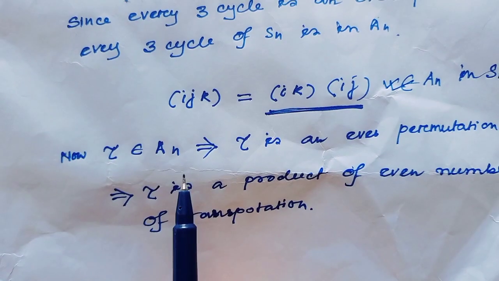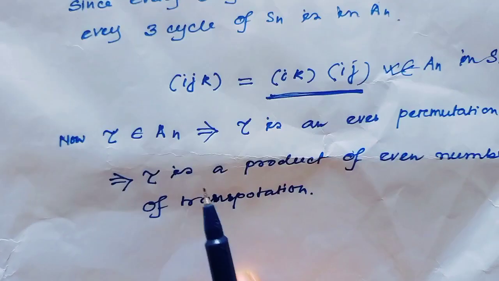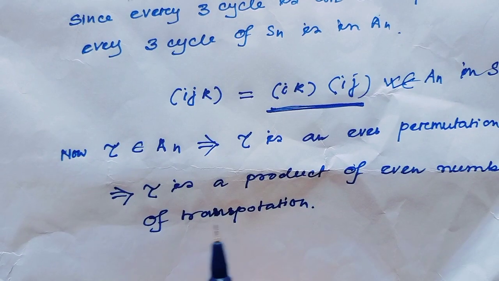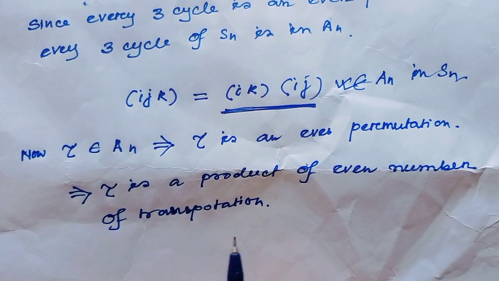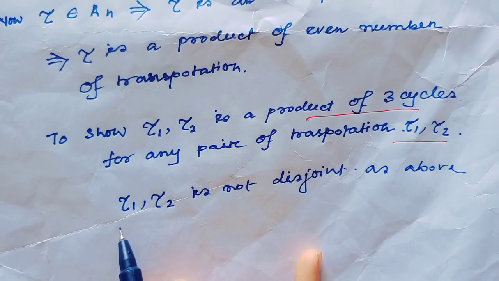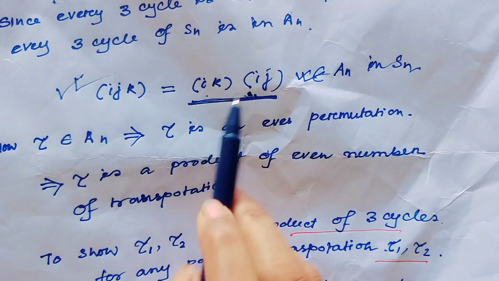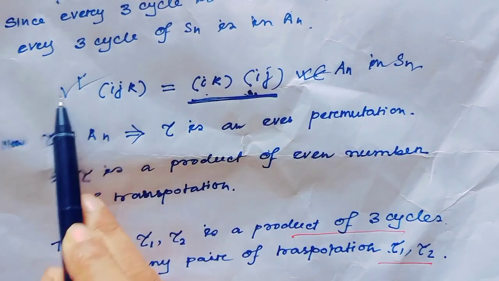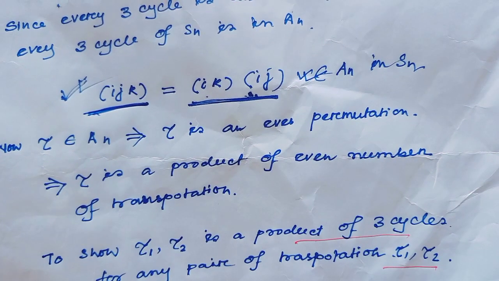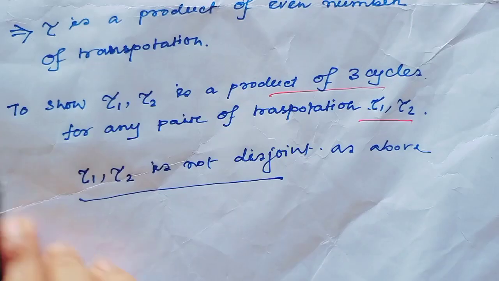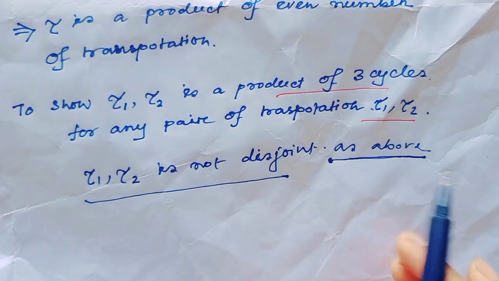Now, if tau belongs to A_n, that implies tau is an even permutation, and that implies tau is a product of an even number of transpositions. First, consider tau_1 tau_2 not disjoint. Then from any product of 2 transpositions, we can write a 3-cycle. So when tau_1 tau_2 is not disjoint, we can write it as a 3-cycle as above.